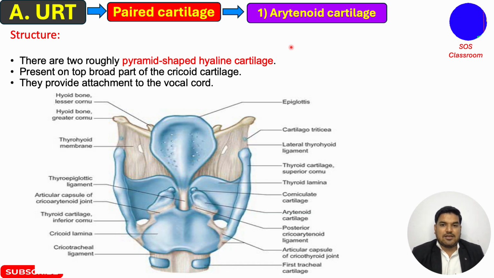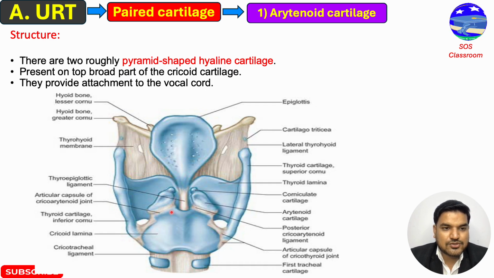So these are the single or unpaired cartilages: thyroid cartilage, cricoid cartilage, and epiglottis cartilage, each present only once. Next are the paired cartilages. First is the arytenoid cartilage. You can see the posterior portion of the thyroid cartilage, the posterior portion of the cricoid cartilage, and the arytenoid cartilage joined by the cricoarytenoid joint, which we already discussed.